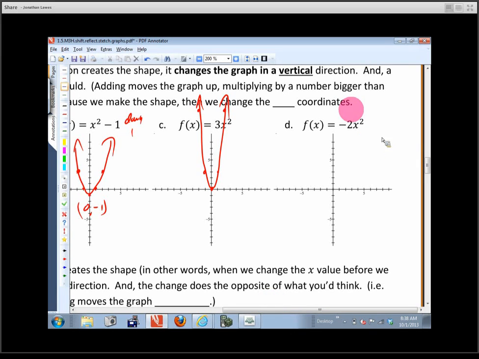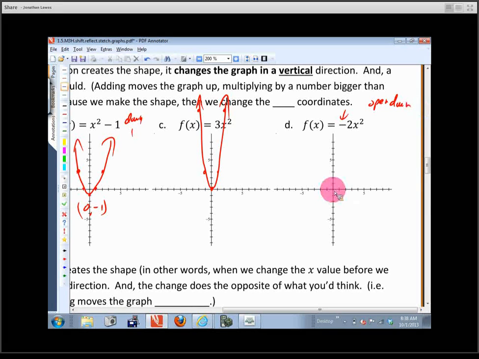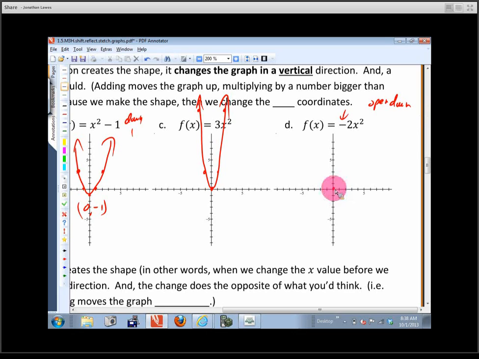Sven, what does this one do? Flips it upside down. That's what the negative does. Okay, so this is going to open down instead of opening up. And what does the 2 do? Makes it steeper. Okay, so we're going to make it open down. So we're going to go from the vertex, because we didn't move this left, right, or up or down. We're going to go to the right one, and then we're going to go down. How far? 2. Yep, we're going to go down 2.